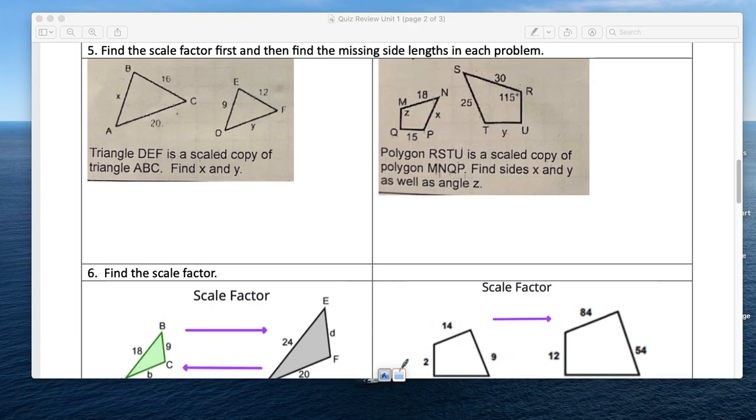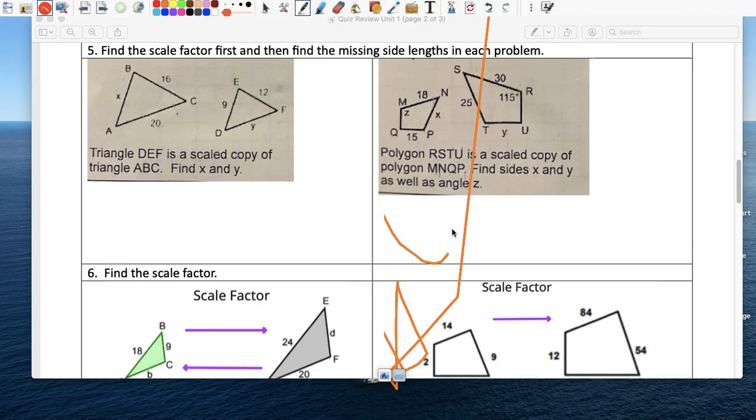So 5 and 6 is just reinforcing the find the scale factor we did in the previous problem. So let's take a look at this. Read the problem first. Triangle DEF, which is this guy here that I'm highlighting in orange, is a scaled copy of ABC. So this is the copy. It means that we went this way. So did it get bigger or did it get smaller? It got smaller.